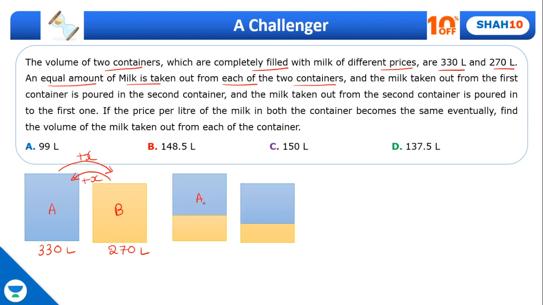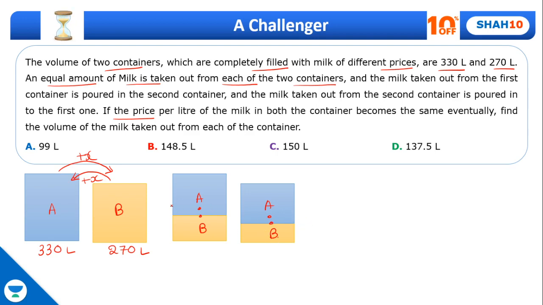Now after this process, the situation will be like this. So we have liquid A and B in the first container, or you can say we have mixture of variety A and B in the first container and mixture of variety A and B in the second container as well. If the price per liter of the milk in both the containers becomes the same eventually, that means after the shifting process, the price of milk, or you can say mixture in container first, is same as price of milk in the second container. So when will this be possible? So it will be possible only if the ratio of A and B in the first container is same as ratio of these two varieties in container B, right?